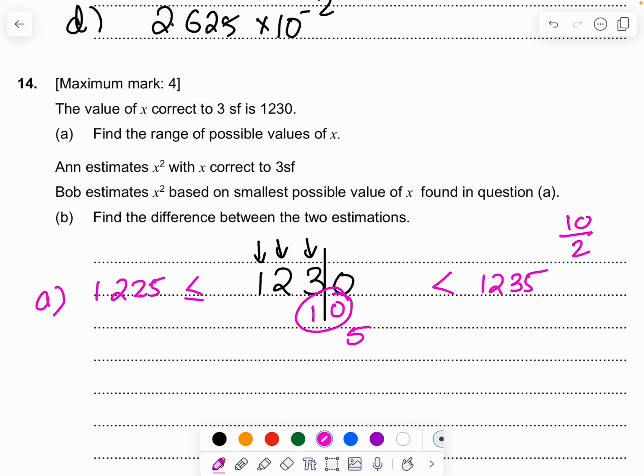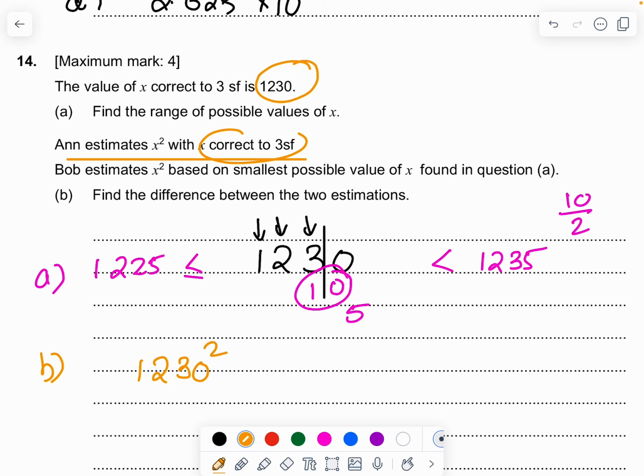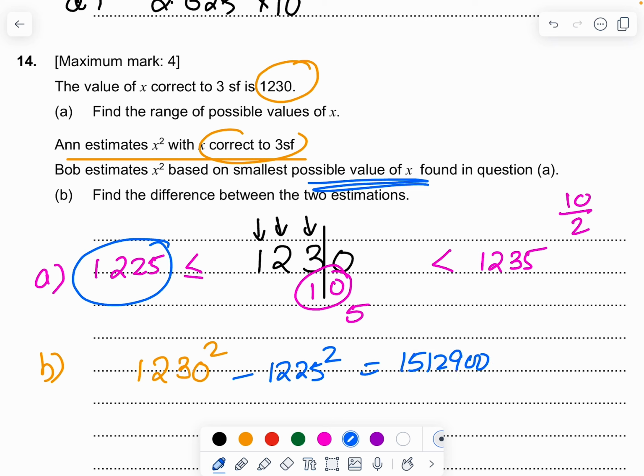Alice estimates x squared with x to 3 significant figures. Bob estimates x squared using the smallest value of x found in part A. Find the difference between the two estimations. So Alice uses x correct to 3 significant figures and finds x squared. Whereas Bob, what does she do? She uses the smallest possible value of x, which is 1225, and she finds x squared for that. Subtract both. It is 1512900 minus 1500625. So how much is it going to be? 12275.